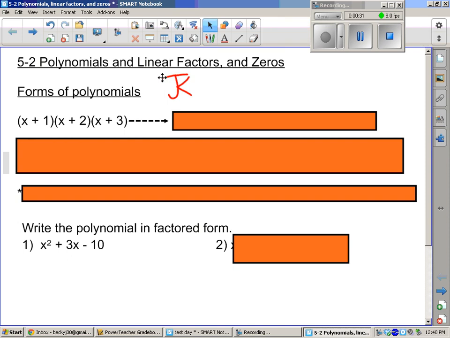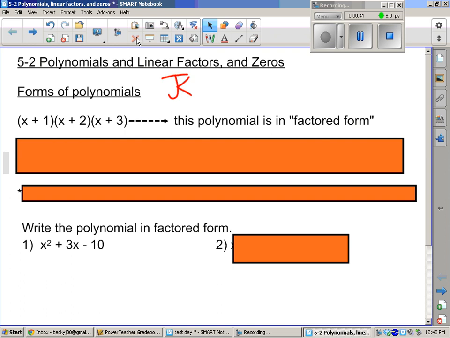All right, section 5-2, polynomials and linear factors and zeros. We're going to start by talking about the two forms of polynomials. The first form is called factored form. It looks like a polynomial that's been factored. That's exactly what it is. It has parentheses. Factored usually means parentheses somewhere.